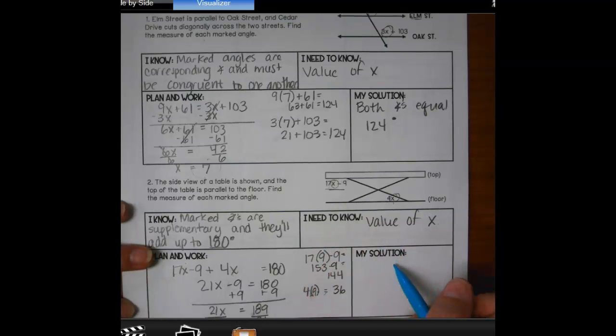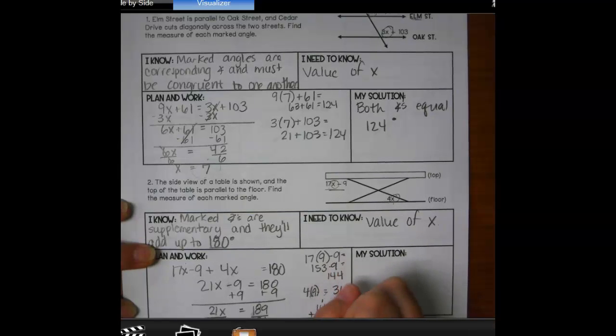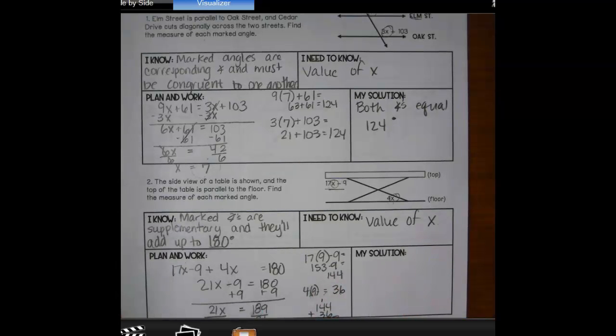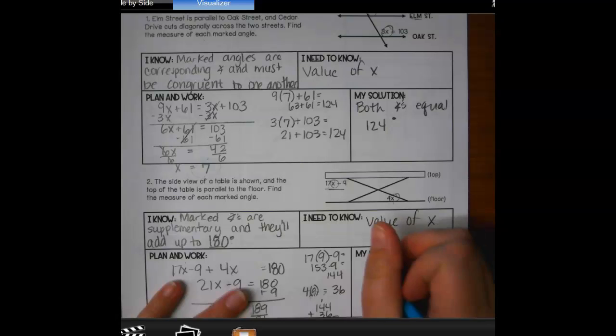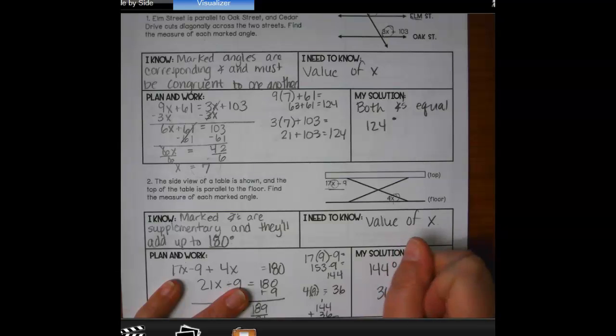We will know if these angles are correct because when we add them together, it should make 180. So 144 plus 36, that's 180. So we got that correct. That's how you can check when you do problems like this. That's how you check to see if you have it correct. Okay, so my solution: I have one angle at 144 degrees and my other angle is 36.